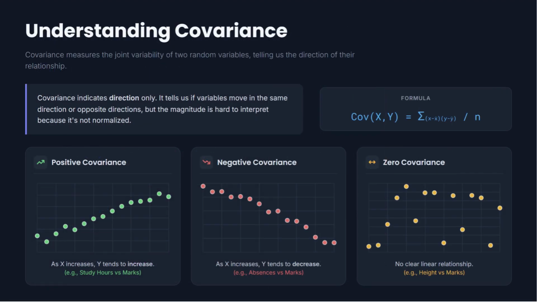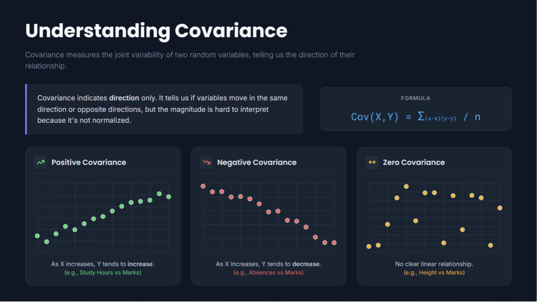Next important concept is covariance. Covariance measures the joint variability of x and y. In simple words, it tells us the direction of their relationship. Does y increase when x increases? Or does it decrease? The formula is cov(x, y) equals the sum of (x minus mean_x) multiplied by (y minus mean_y), divided by n. Important point: covariance only shows direction, not the strength.